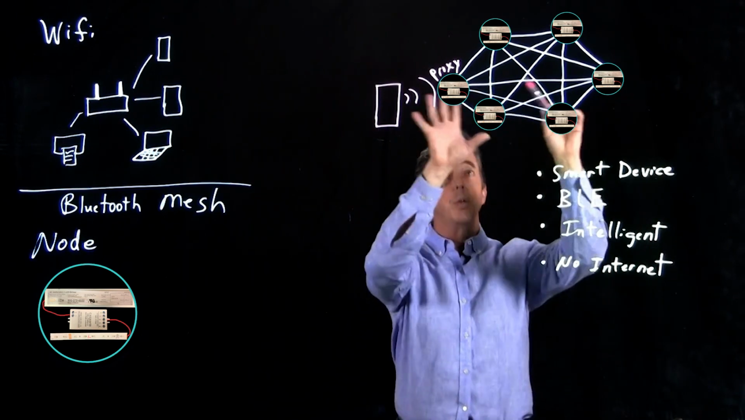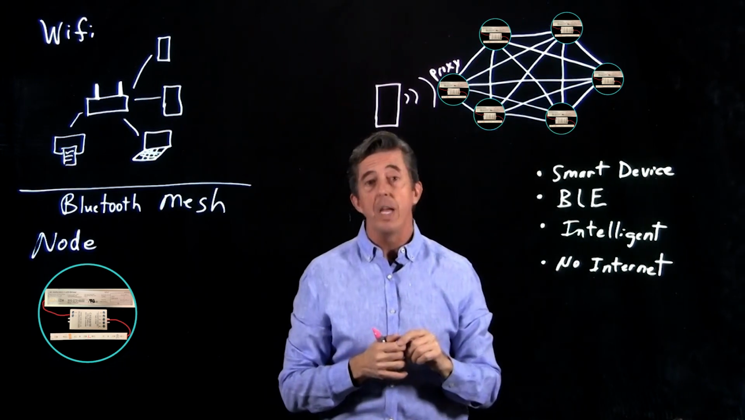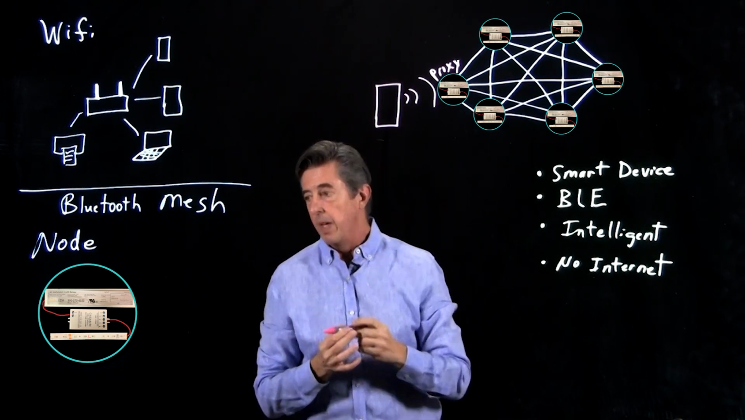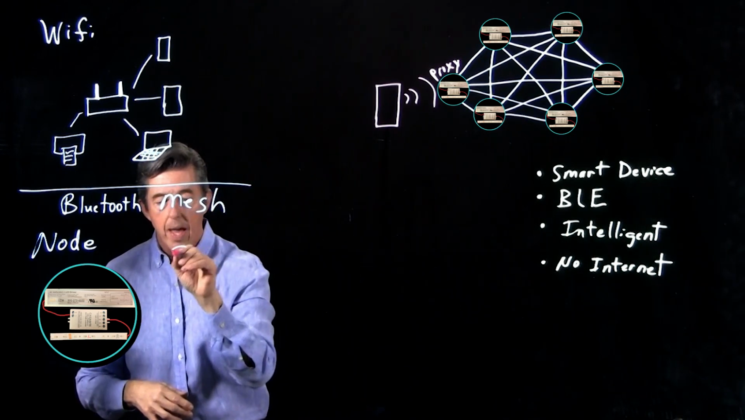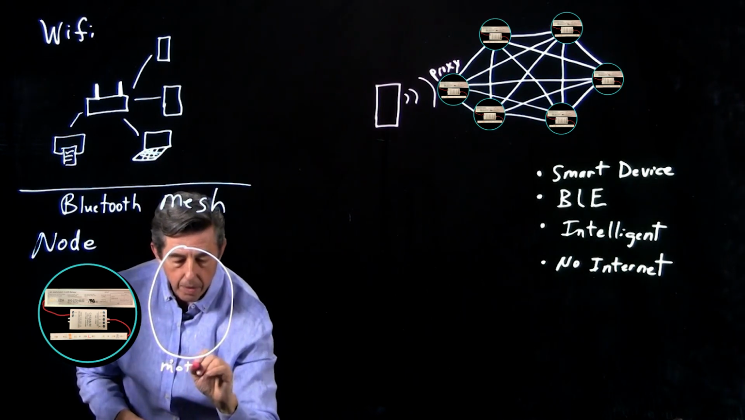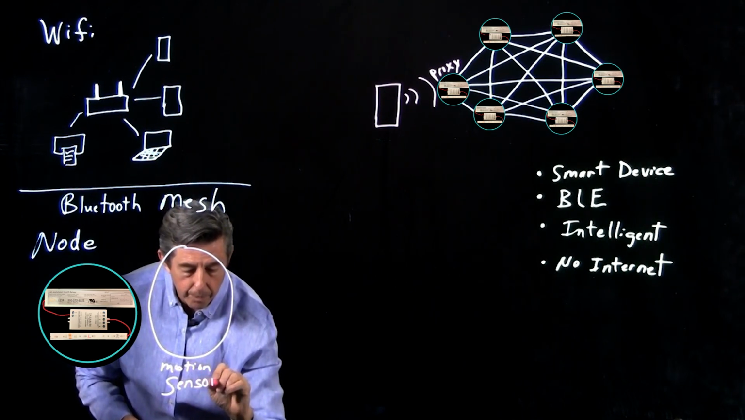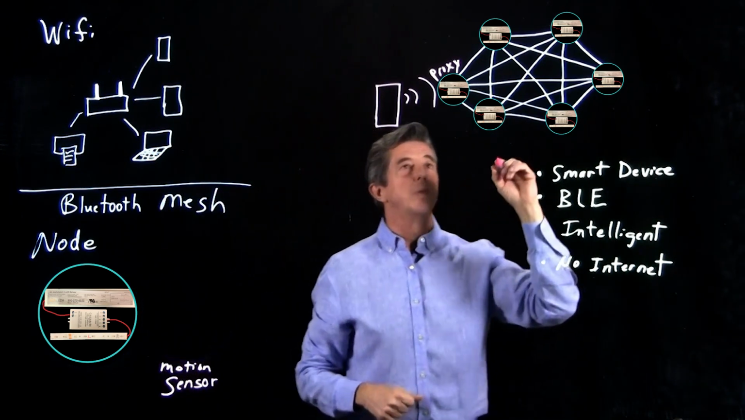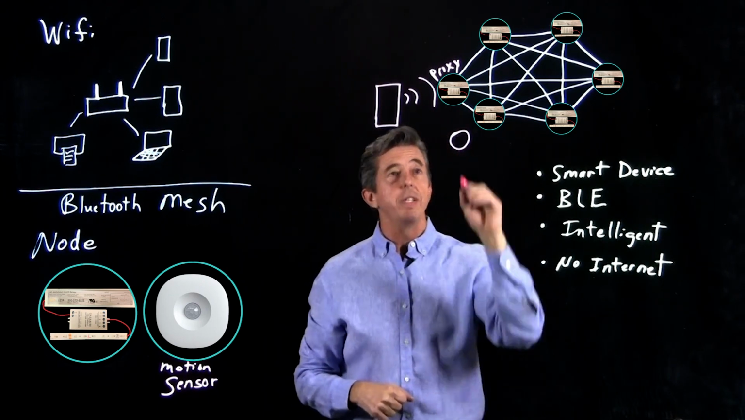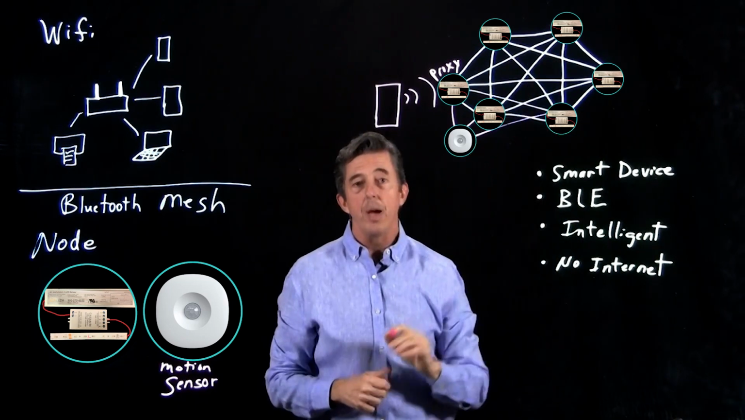Just as we talk about how you would use the system. Remember, each one of these nodes is a Bluetooth mesh-enabled light fixture. But you can also have other nodes on the system as well. So for example, you can have a node that is a motion sensor. So we're going to put a motion sensor in here. And the moment we put that motion sensor in, he starts talking to all the other nodes as well. And so he's now part of the network.